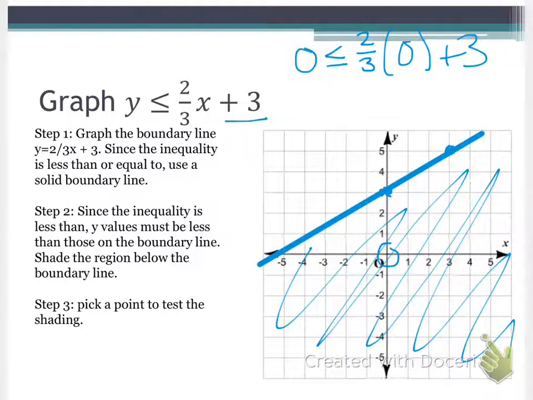So 0. What is 0 times 2/3? Still 0. Right? So that goes away. So is 0 less than or equal to 3? Well, yes, because 0 is further left on the number line than 3. Right? So it is less than. So I can put a check on this problem, and I'm done, because it works. It is in our shaded area.